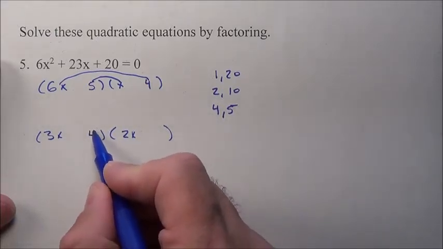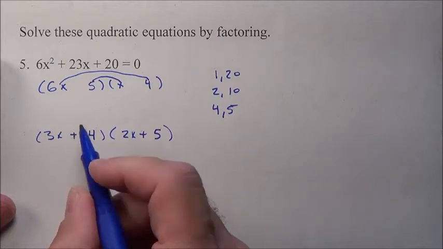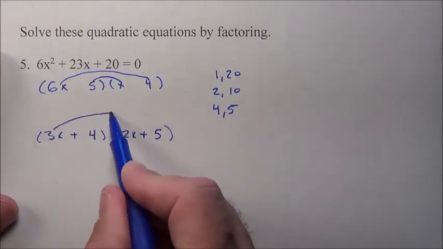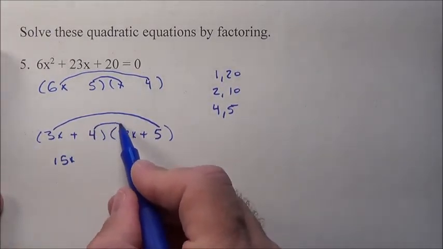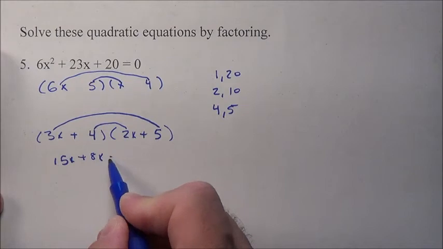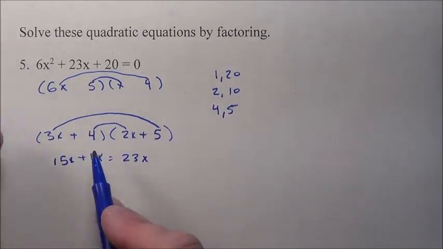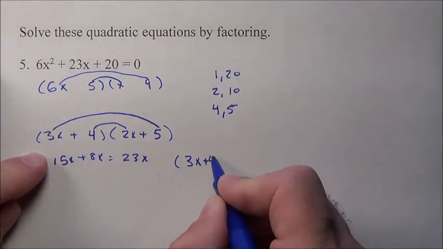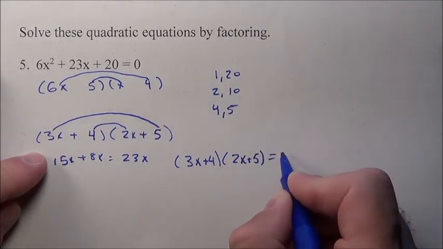It looks to me as if 4 is going to go here, 5 is going to go here. Everything's addition because the whole problem's addition, so that makes it easy. Notice that these will give you 15x, and this will give you 8x, which is going to be that 23x you and I are wanting. So I know that this breaks down to 3x plus 4 times 2x plus 5. Now remember, it equals 0.